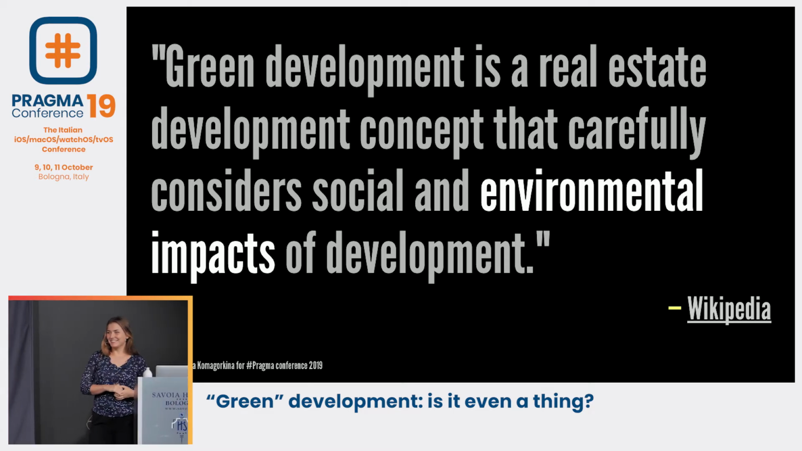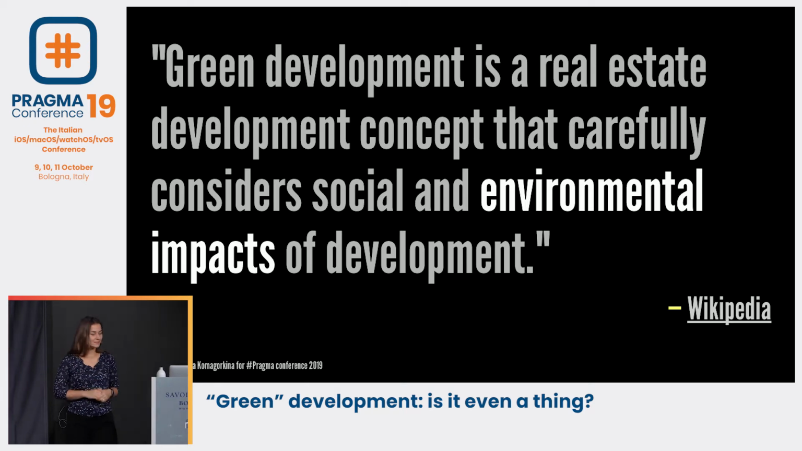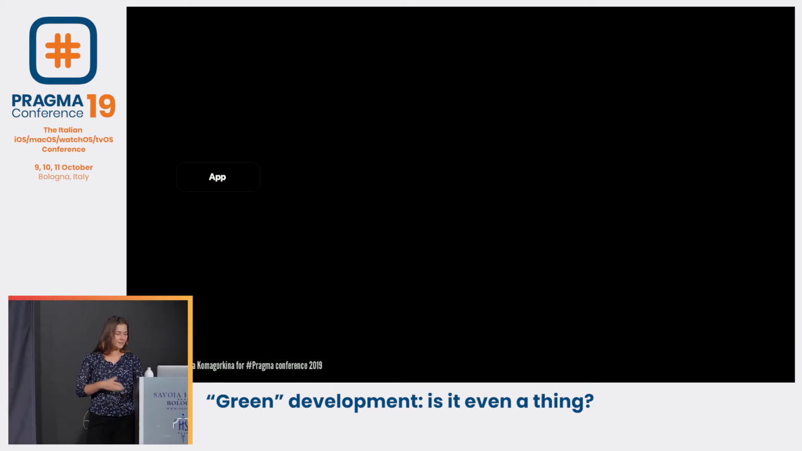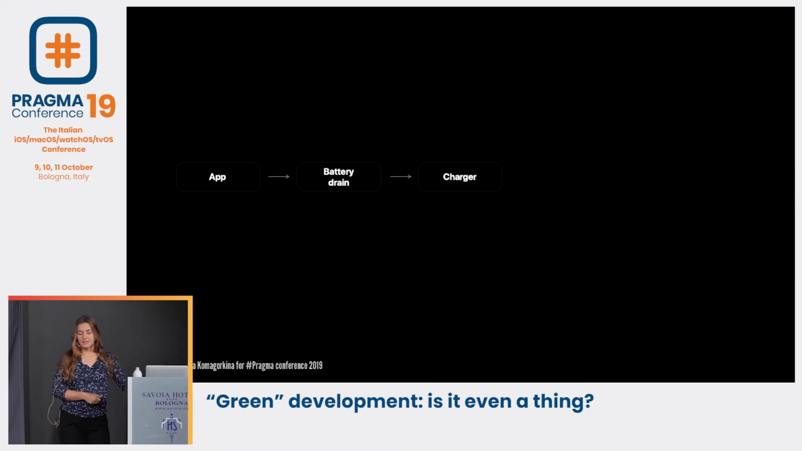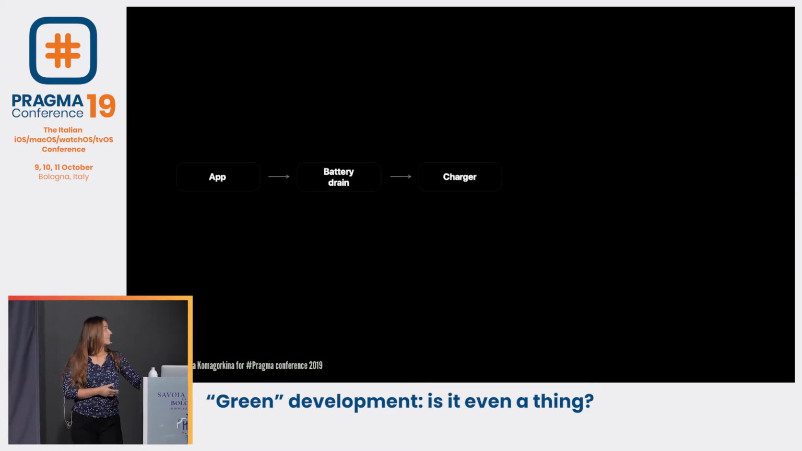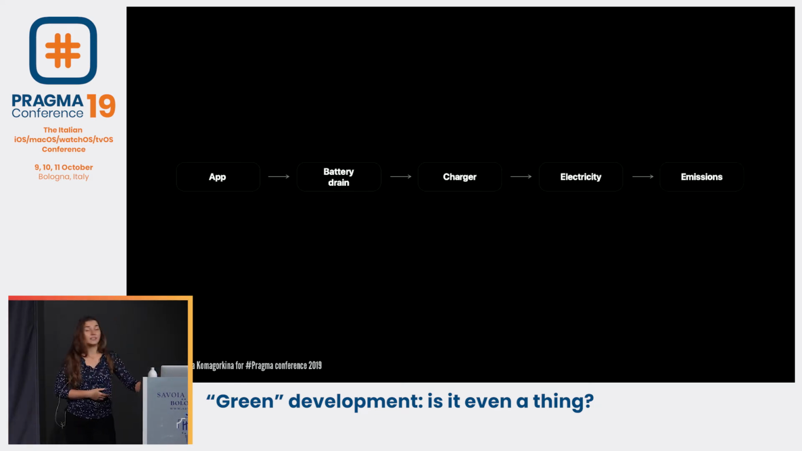It might sound a bit strange: how can my app affect the environment? This is crazy. But let's think about it. You have an app. It's kind of small, sorry. And the app drains the battery on the device. And when the battery drains, the user needs to charge the device. So it comes to a charger, and when the device is plugged in, it consumes electricity. And while it consumes electricity, we also need to produce electricity, so it will be everywhere. And here come the emissions.